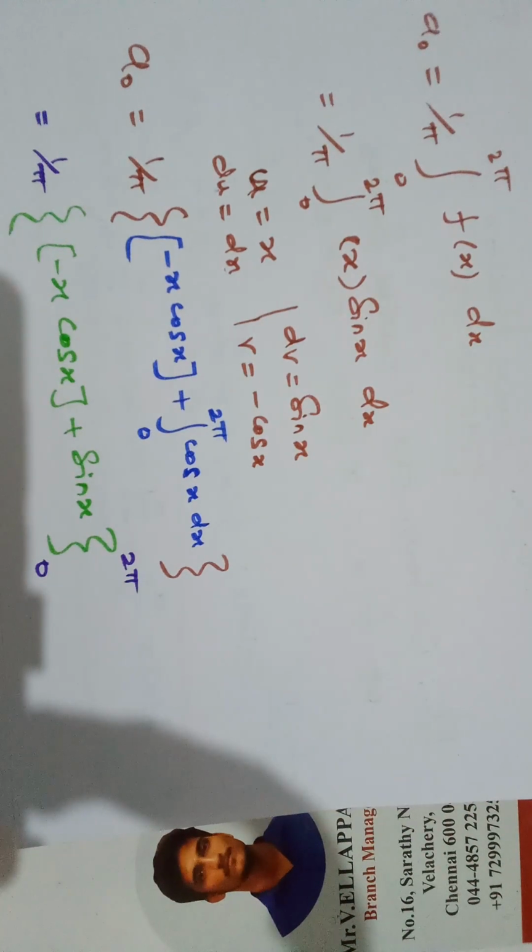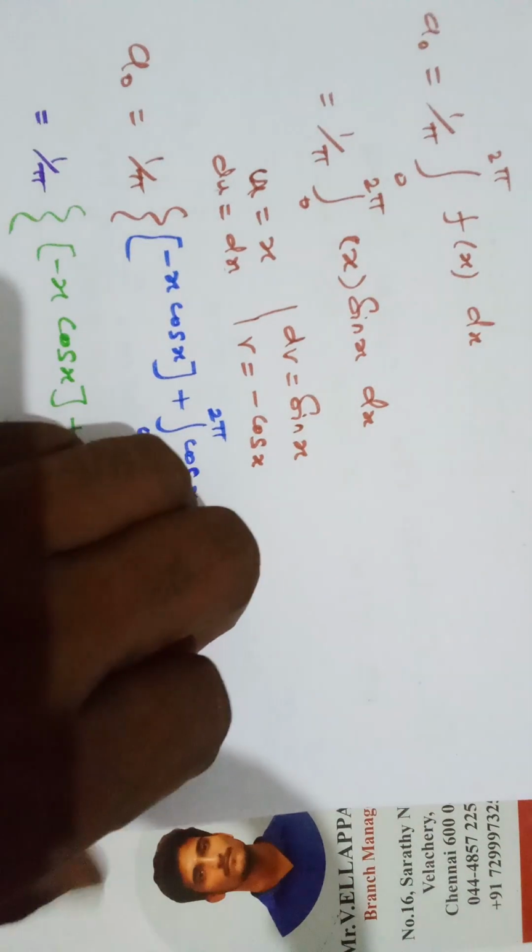So just replace in the formula: x into minus cos x, and then minus into minus, plus integral from 0 to 2 pi of cos x dx. Then I am going to integrate the second term only. So minus x cos x as it is, and the integral of cos x will be sin x, from 0 to 2 pi. So this is the thing. Okay. Next one.